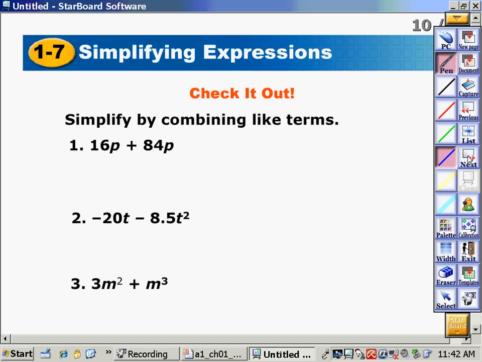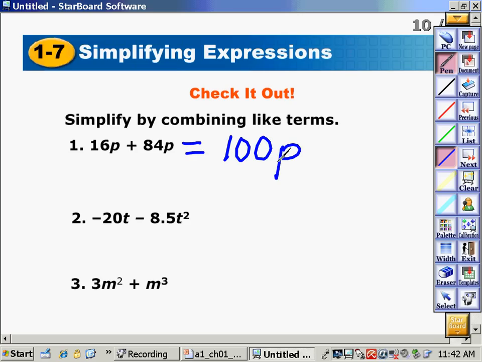Welcome back. We're going to see how you did on these three problems, see how well you're listening to my video. I just know you're listening very well. 16p and 84p, we have common terms, so they are alike. We can add them together and get 100p.